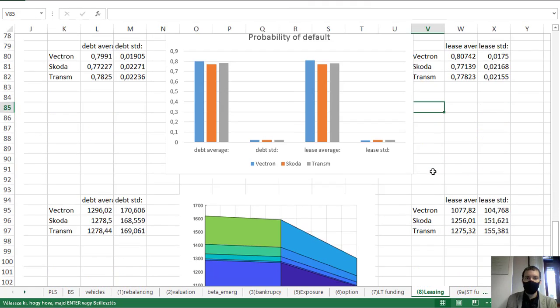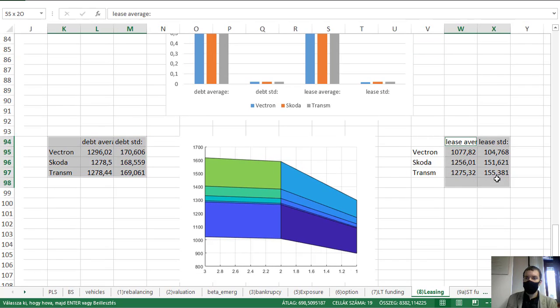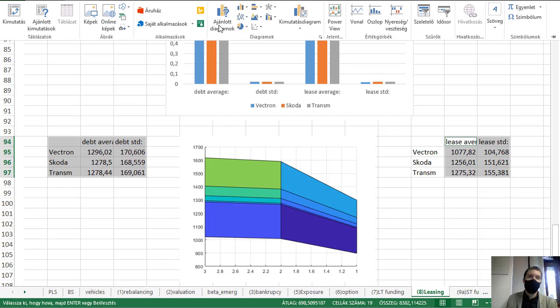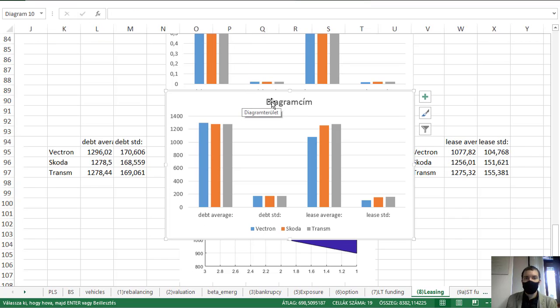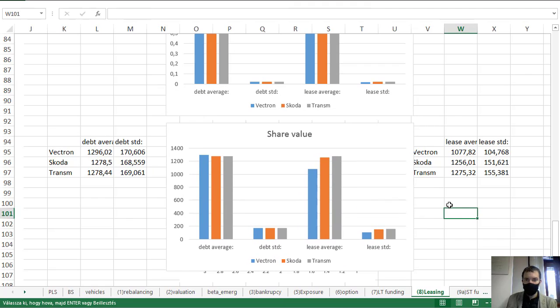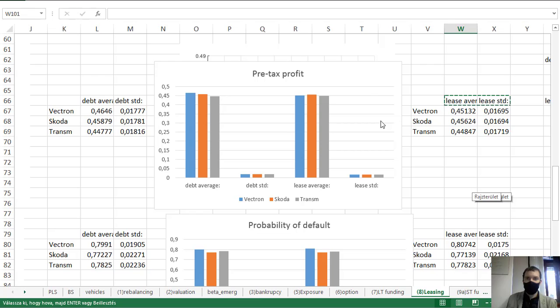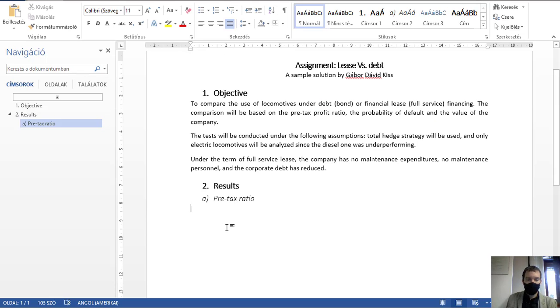Probability of default. Then this thing is share price, what matters the most for us, because it shows which strategy can contribute the most. Okay, let's write our analysis.